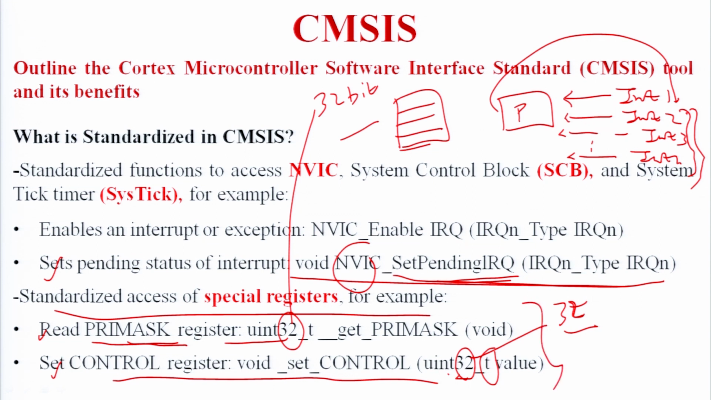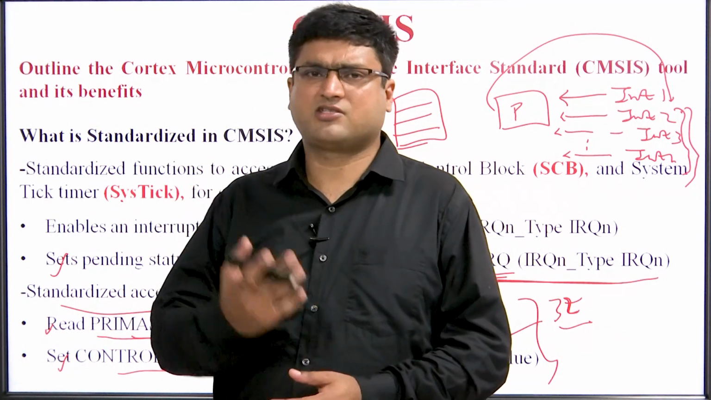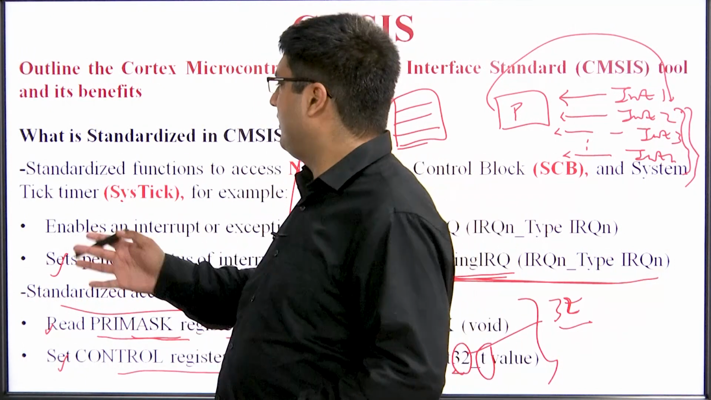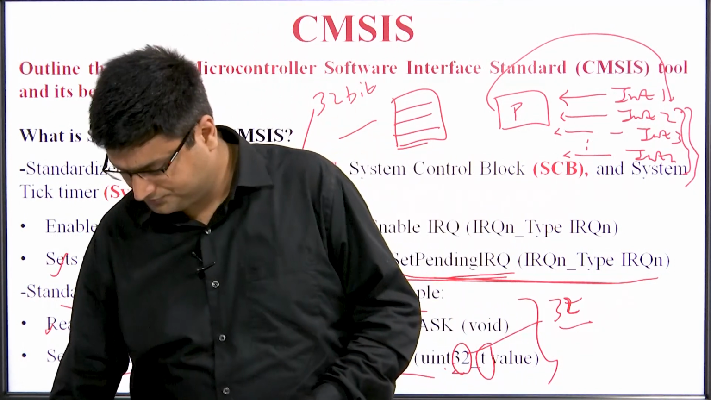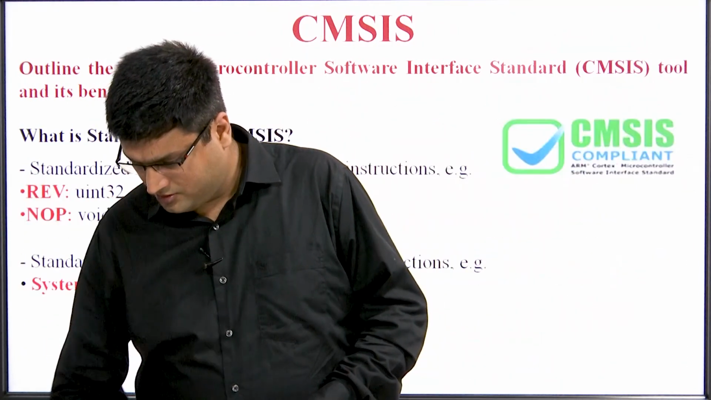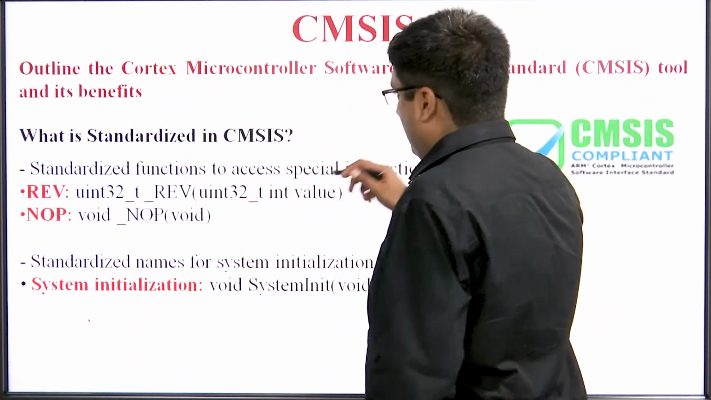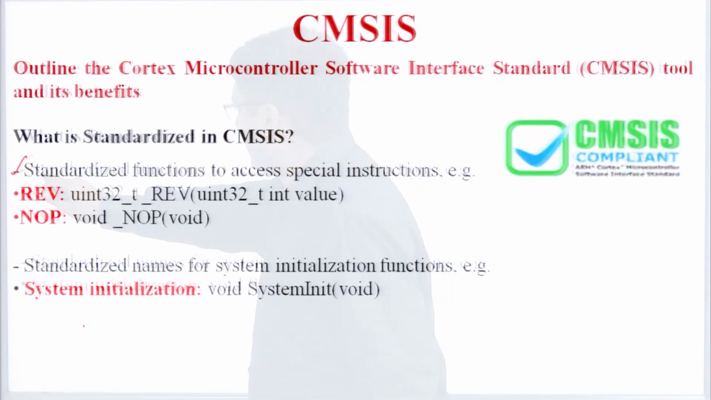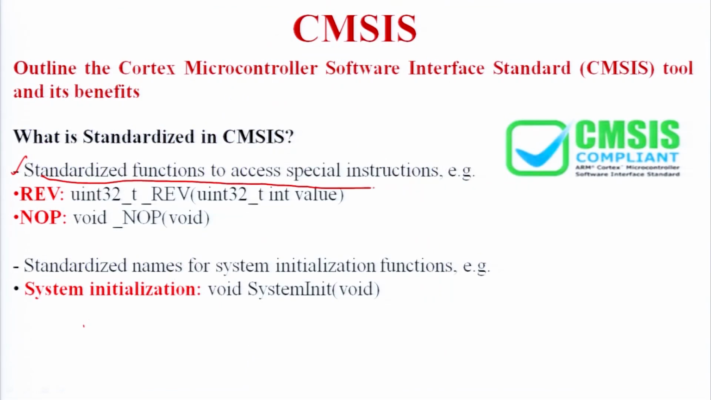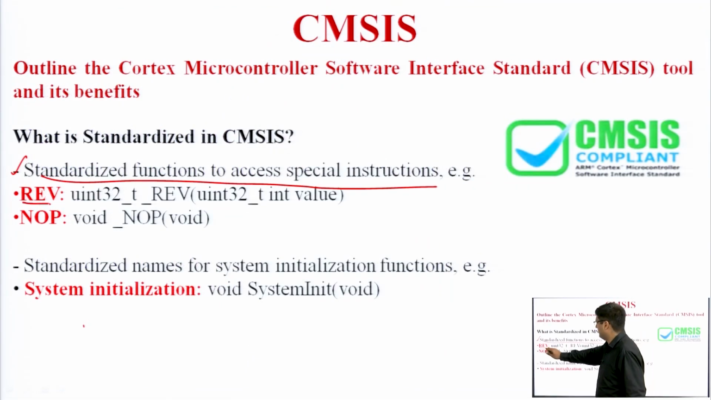So in CMSIS we need to write a program. For a program we need some libraries, we need some particular instructions as well, all of which will be carried out by these types of instructions. After that we have standardized functions to access special instructions, REV, NOP. REV means return value.